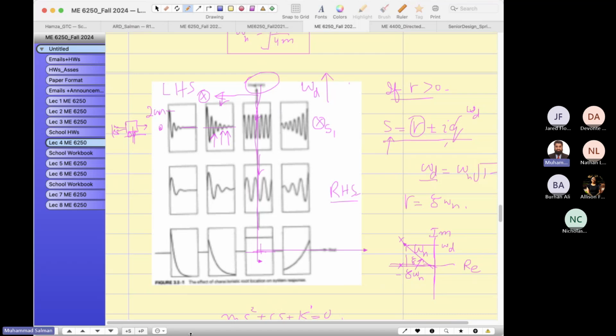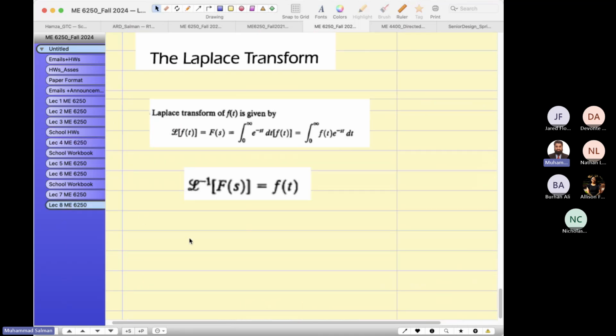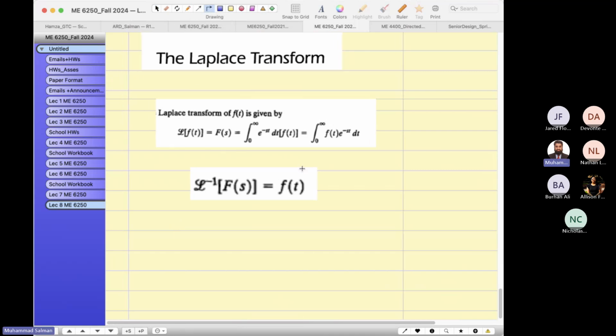Okay, so the main thing is, if you know the Laplace transform, then you can find the inverse Laplace transform to find out the displacement behavior. Is it an unbalanced system, like over here? If it is growing, this is an unstable system. This is e to the positive value.